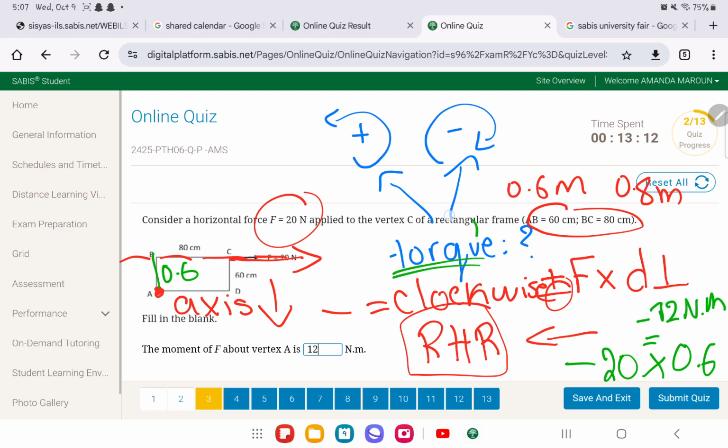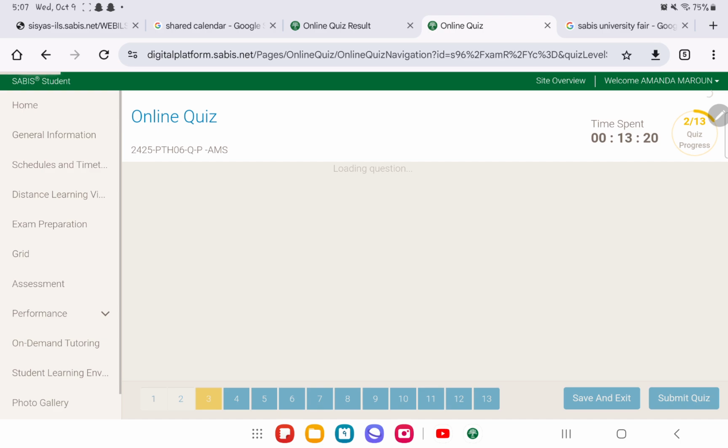So you see the difference between calculating the torque and calculating the moment? There is a very big difference. That's why you guys have to read question number 4.